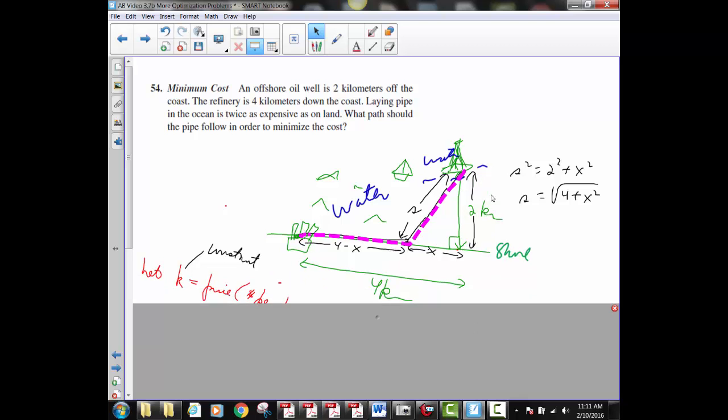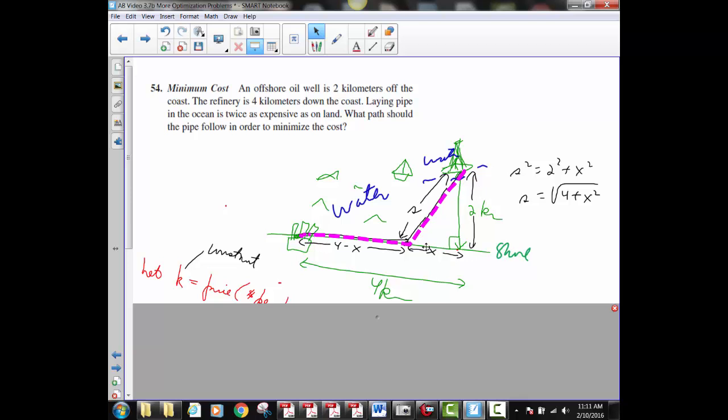So there are 3 choices. You could lay your pipe directly towards the shore and then directly along the shore. You could lay your pipe directly from the oil well to the refinery. That would be all under the water, which would probably be very expensive. Or you could do a combination of both, part of it under the water, the rest on land. So we're going to assume it could be both, and if it ends up being one of the other 2 possibilities, you'll find that out.